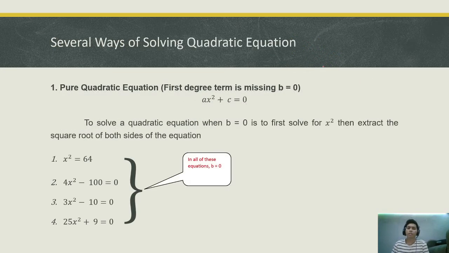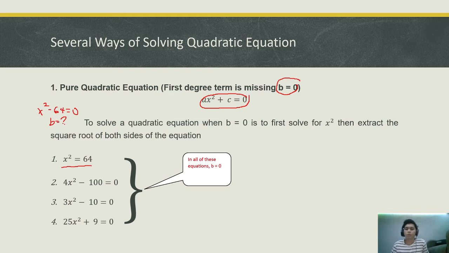So there are actually several ways of solving a quadratic equation. The first one is the pure quadratic equation. In a pure quadratic equation, the first degree term is missing, so b equals 0. Therefore, the form is ax squared plus c equals 0. This one is easy. An example is x squared equals 64, that is x squared minus 64 equals 0. So b is missing. There's no b.